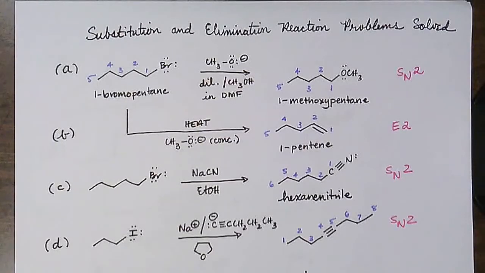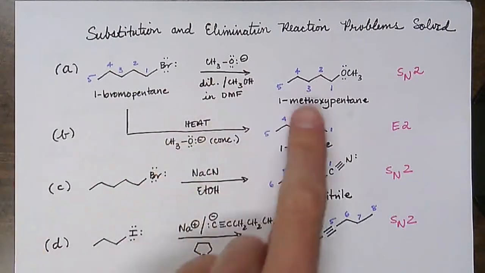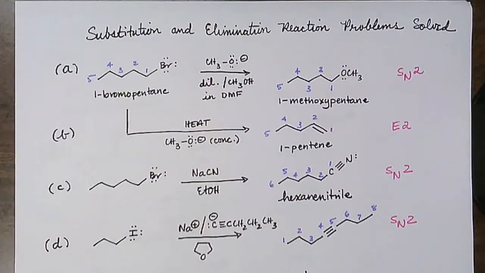So this will be problem solving for substitution and elimination reactions. We'll start by discussing primary alkyl halides, followed by secondary, and then lastly tertiary. 1-bromopentane, in example A, is a primary alkyl bromide reacting with dilute methoxide in dimethylformamide, which is a solvent that promotes SN2 process. And you see that our major organic product is 1-methoxypentane.